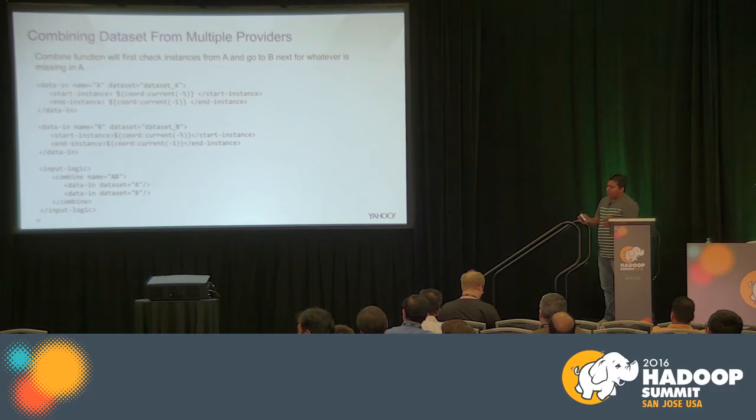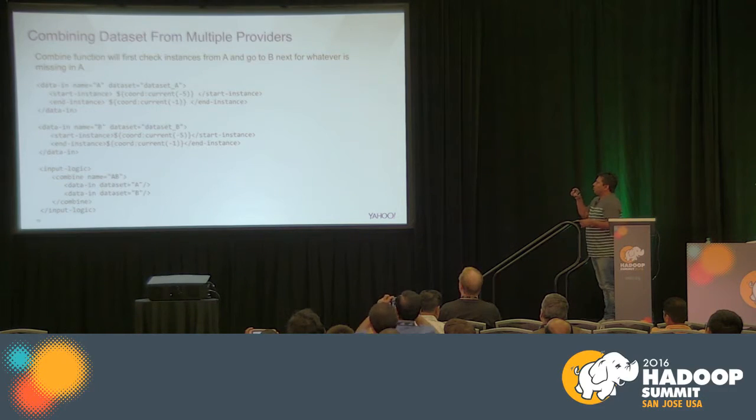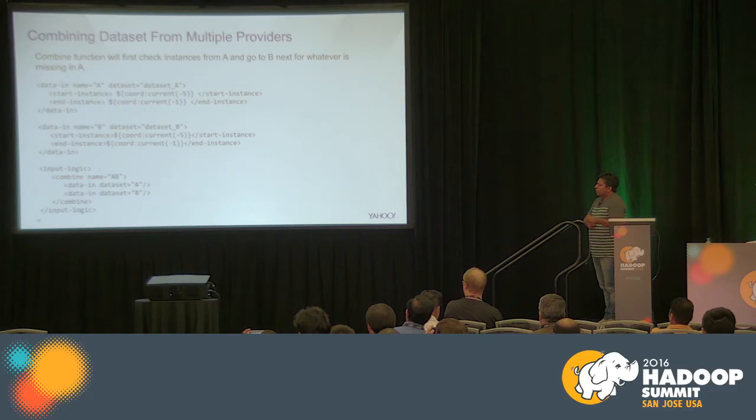Sometimes I have multiple providers. Some provider has some data set, but the other doesn't have it. I should be able to combine them together and form a combined data set. In this case, I have a data set A which ranges from -1 to -5 and B -1 to -5. If you use combine, then what it's going to do is look into A, and whatever is missing, it's going to look into B. So A has more priority. The first data set which Oozie is going to look into is A. So whatever is missing only will go and look into B. In the same way, we can have C, D, E.